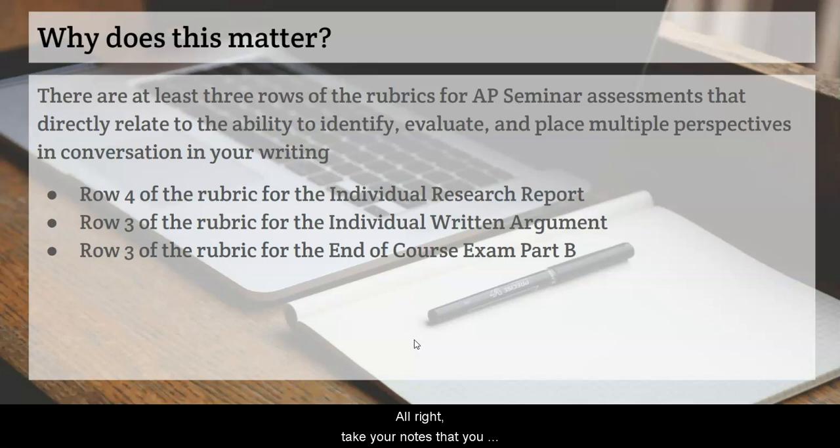All right, take your notes that you made today while doing the practice, and when your table mates are done completing the same activity, discuss your responses with each other. If you're working alone or your table mates are taking too long, call your instructor over and have a conversation with your instructor so you can review your examples and make sure that you have a strong understanding of multiple perspectives and how they will be used in AP seminar.